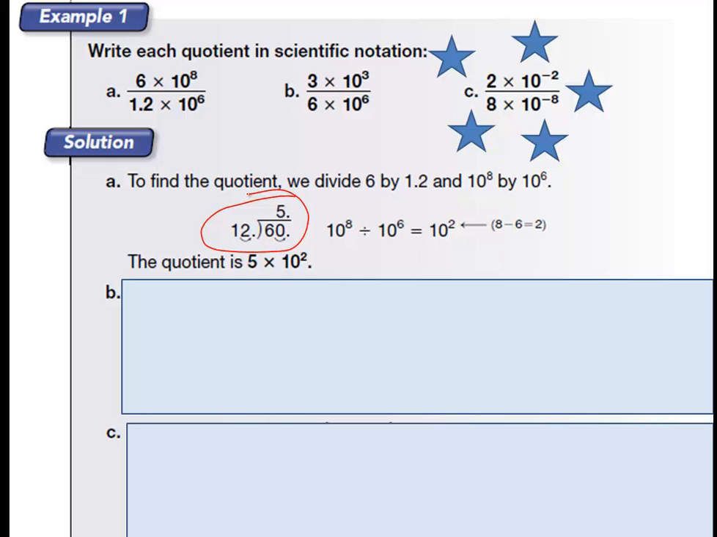So now all we need to do is deal with our exponents. So 8 minus 6 equals 2. So our answer is 5 times 10 to the 2nd. All right, please do this next one and then restart the video.